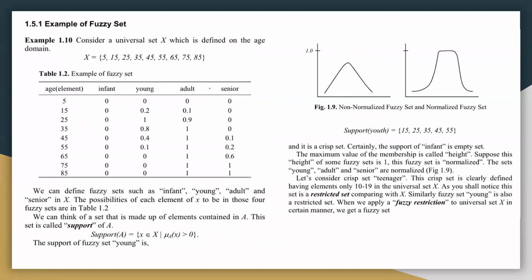Now let us look at all the values in the fuzzy group young. Which are the elements x that have a membership value greater than or equal to 0.2?